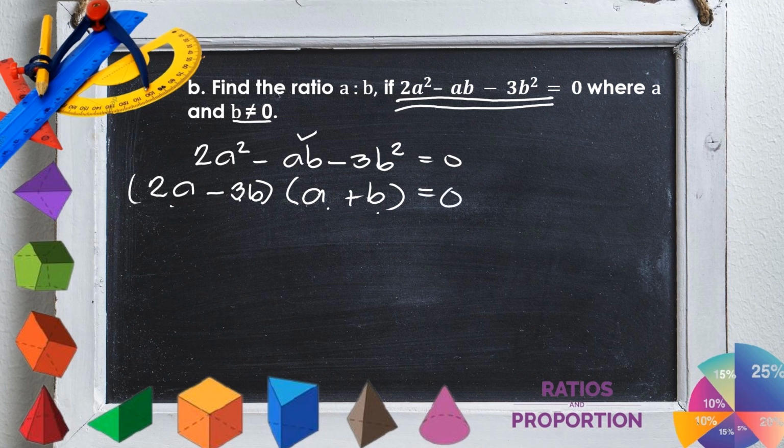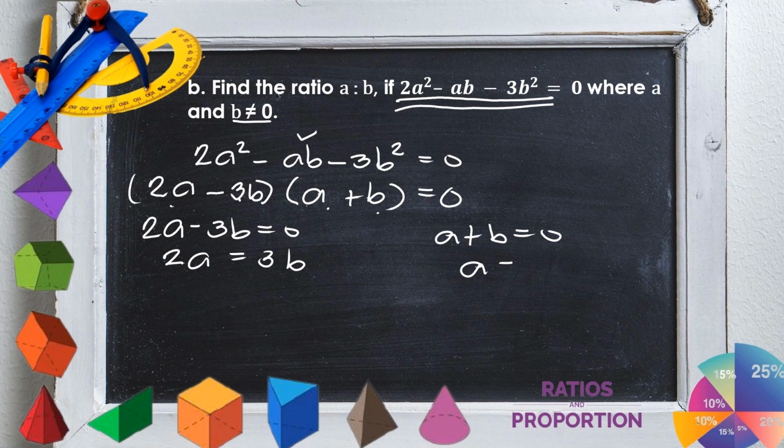Then, we separate the two. So 2a minus 3b is equal to 0, and a plus b is equal to 0. Then, simply transpose. So 2a is equal to 3b, and we're given a is equal to negative b. So, we need the ratio of a is to b. So, what we need is a over b.